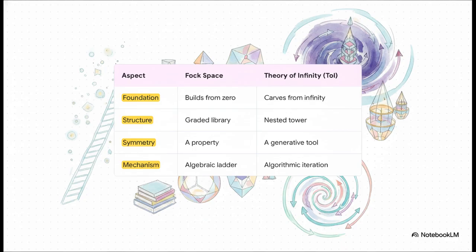In Fock space, symmetry is a property of the system. It leads to things like conservation laws. But in TOI, symmetry is the engine itself. It's what creates structure in the first place. The whole mechanism is different. Algebraic elevators versus an algorithmic loop.